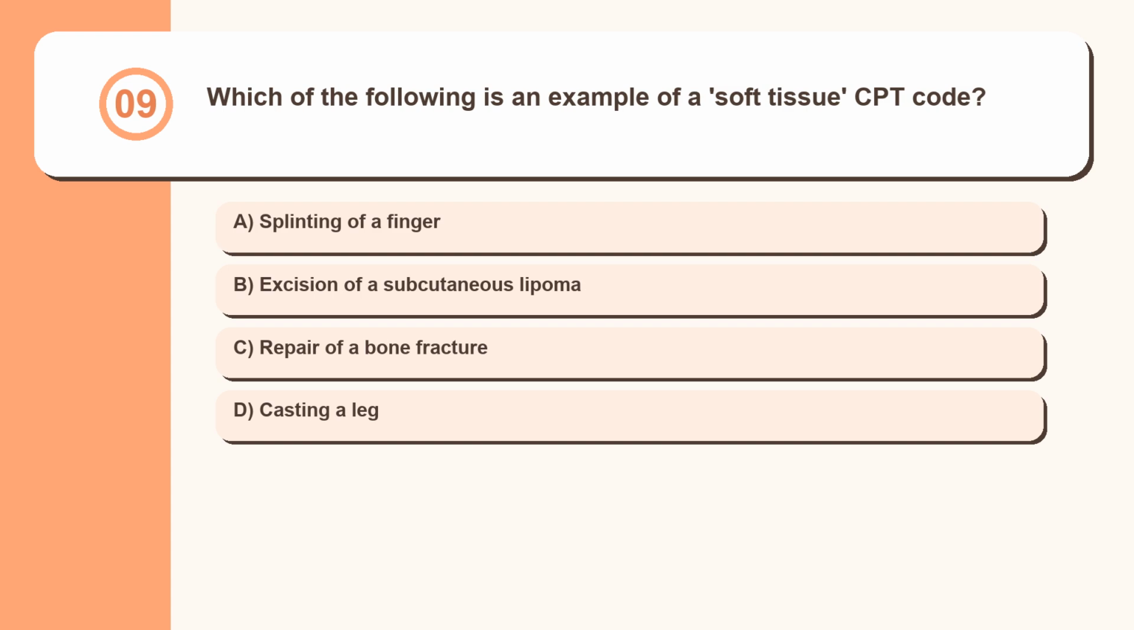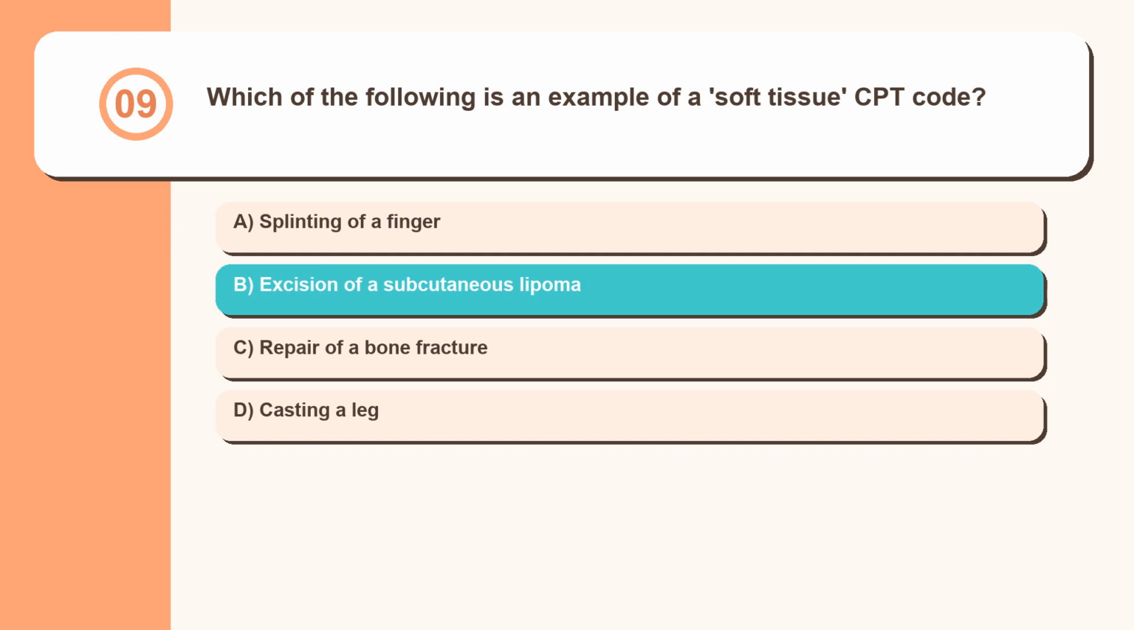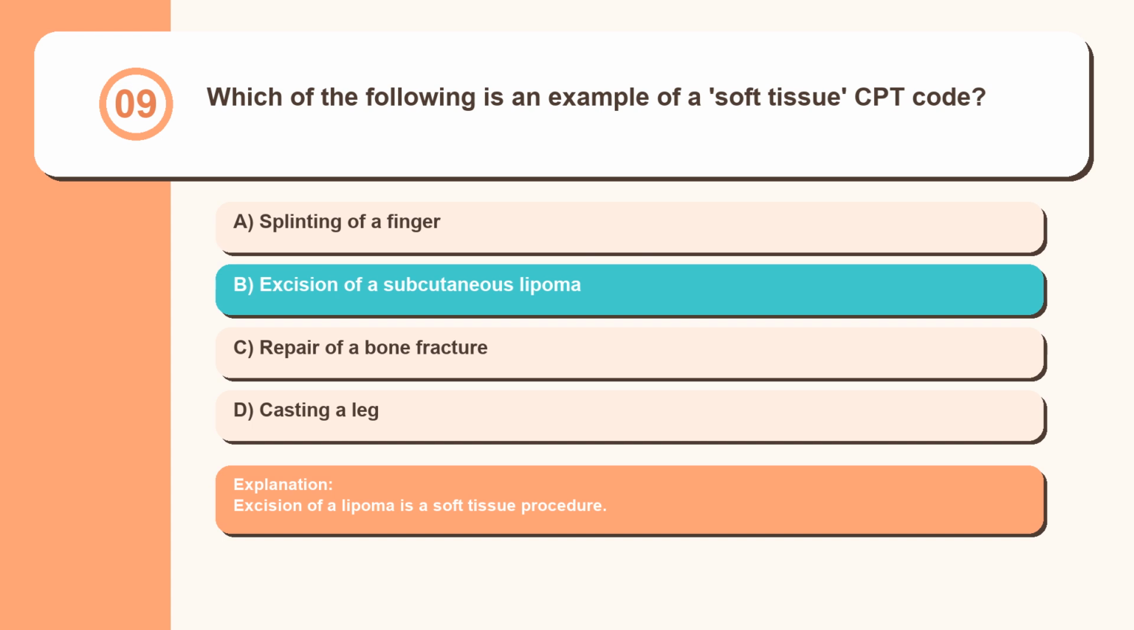Question 9. Which of the following is an example of a soft tissue CPT code? Splinting of a finger, excision of a subcutaneous lipoma, repair of a bone fracture, casting a leg. Excision of a lipoma is a soft tissue procedure.